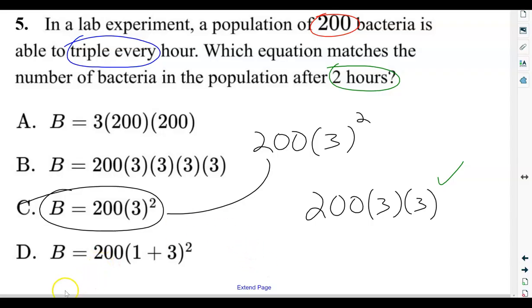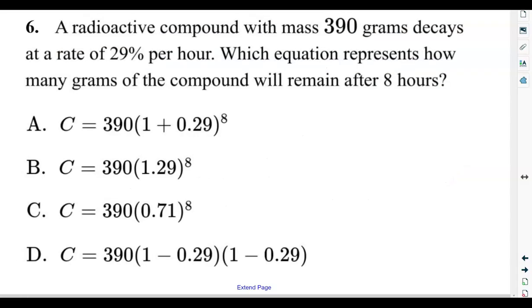All right, let's take a look at another option. No problem. Okay, a radioactive compound with mass of 390 grams decays at a rate of 29% per hour. Which equation represents how many grams of compound will remain after 8 hours? So what do we begin with? What's the common ratio? What's our input? So 390 is what we're going to begin with. 29%, we're going to convert that to our common ratio. And 8 hours is our input.